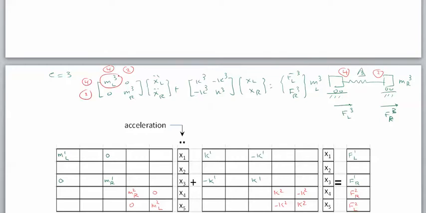So that number goes into row 4, column 4, and latches on to what's already there. Plus M3L. This goes to row 4, column 2. Row 4, column 2. That goes to row 2, column 4. And this goes into row 2, column 2, and latches on. M3R.